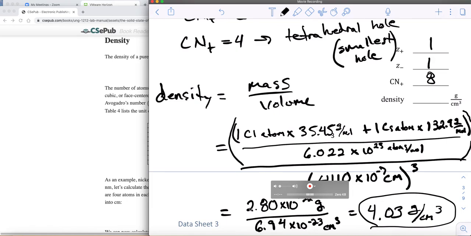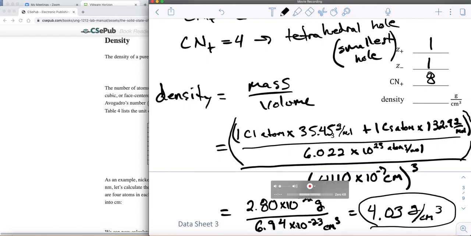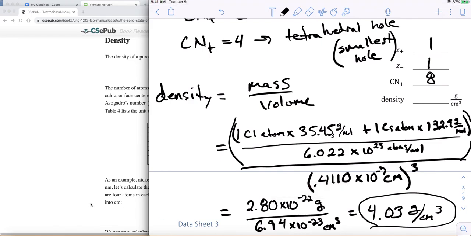Because if you just type in your calculator 2.80 times 10 to the minus 22, and then hit divided by 6.94 times 10 to the minus 23, and don't put all of this bottom in parentheses, then it's going to take that 10 to the minus 23 and multiply it on top instead of having it on the bottom of your fraction. And that's what's going to cause you to be off by 46 powers of 10, which is pretty significant in terms of the size of your answer. So keep those things in mind and be careful with them as you're doing them.